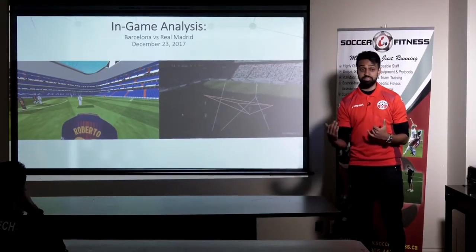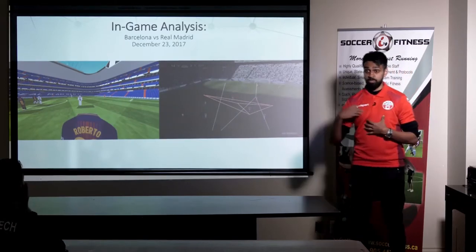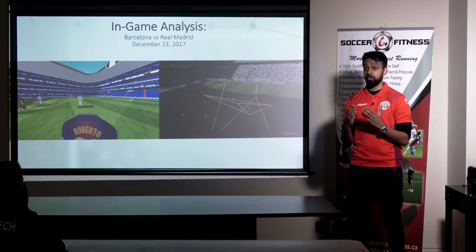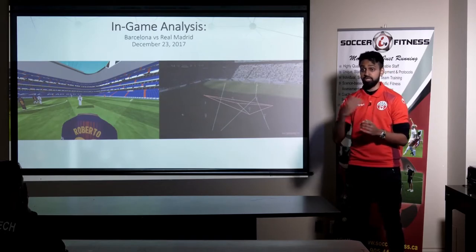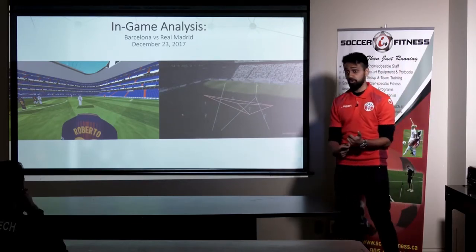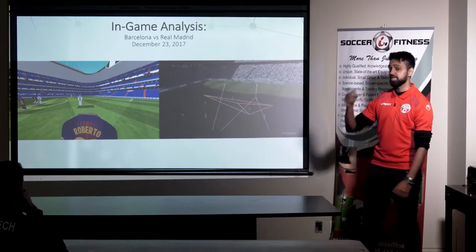How can I position myself, A, so that that defender is stuck between me and the guy on the ball, and B, how do I keep that angle or make my run to keep the angle between me and the guy on the ball wide? A lot of Spain's tiki-taka football from the World Cup in 2010, Barcelona's tactics, it follows the exact same pattern.